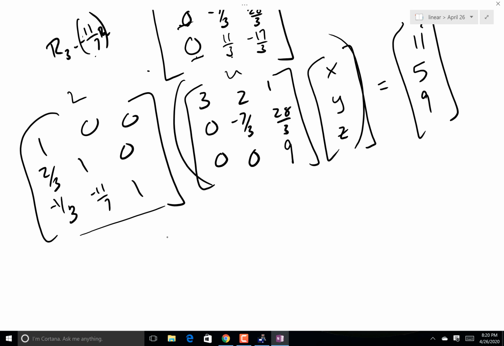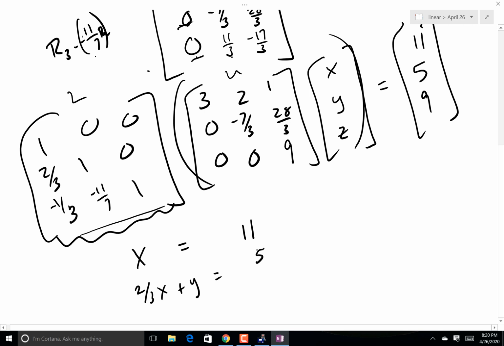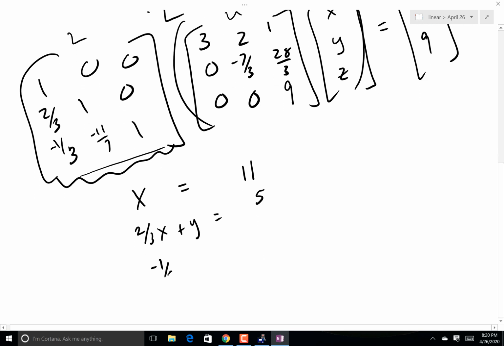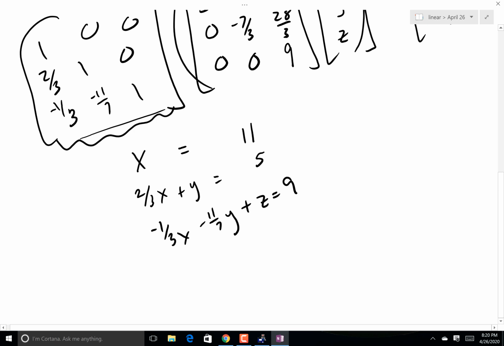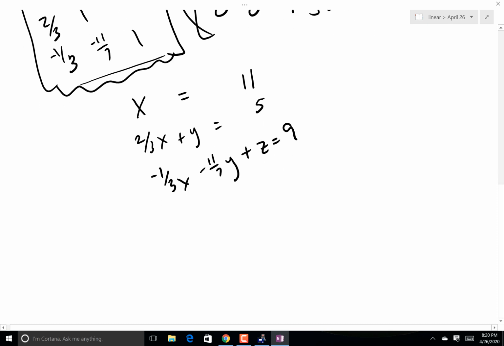You can take the coefficients from this L matrix here, as x equals 11, 2/3 x plus y equals 5, and negative 1/3 x minus 11/7 y plus z equals 9. Okay? Now, lest you don't believe me, let's finish this out and see if this is true.